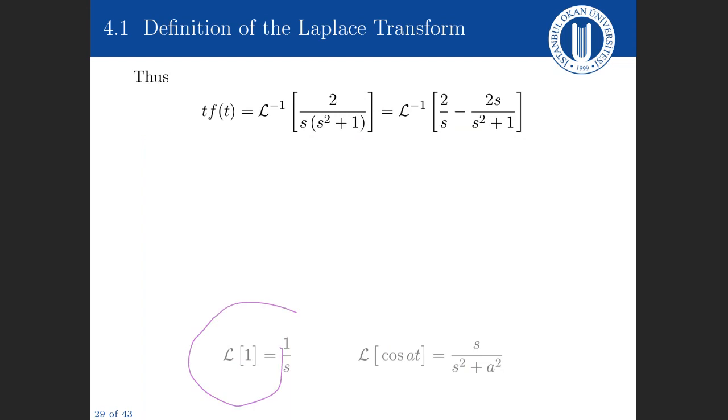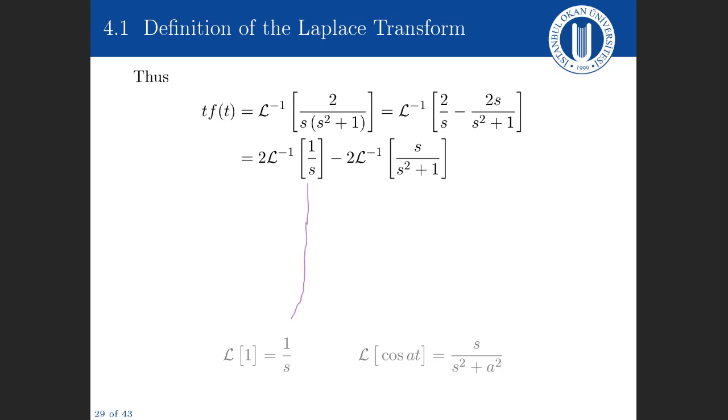I'm writing these at the bottom because we're going to be using those. Now that we know which ones we want to use, we know which numbers to take outside of the inverse Laplace transforms. I want to have 1 over s, so I take the 2 out. I want to have s over s squared plus 1, so I take the minus 2 out.